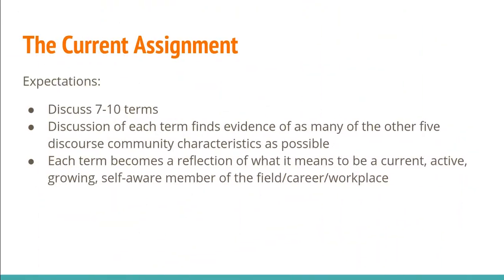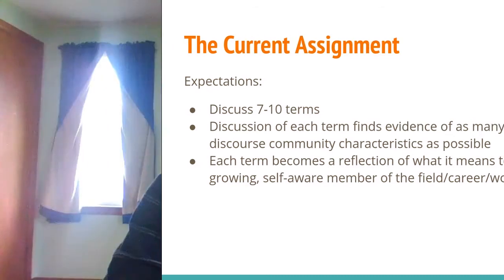To get back to the assignment itself, remember that the general expectations are that we discuss 7 to 10 terms, that the discussion of each term finds as much evidence of as many of the other 5 characteristics of the discourse community as possible, and lastly, that each term becomes a reflection of what it means to be a current, active, growing, self-aware member of the field, career, or workplace.